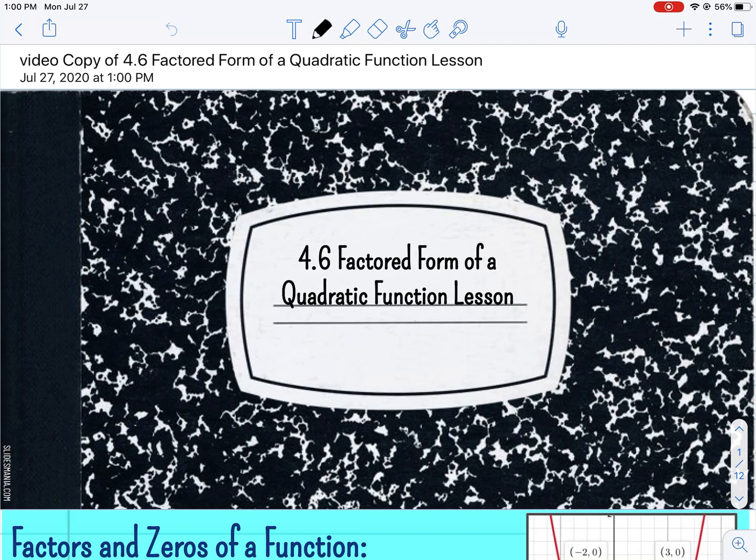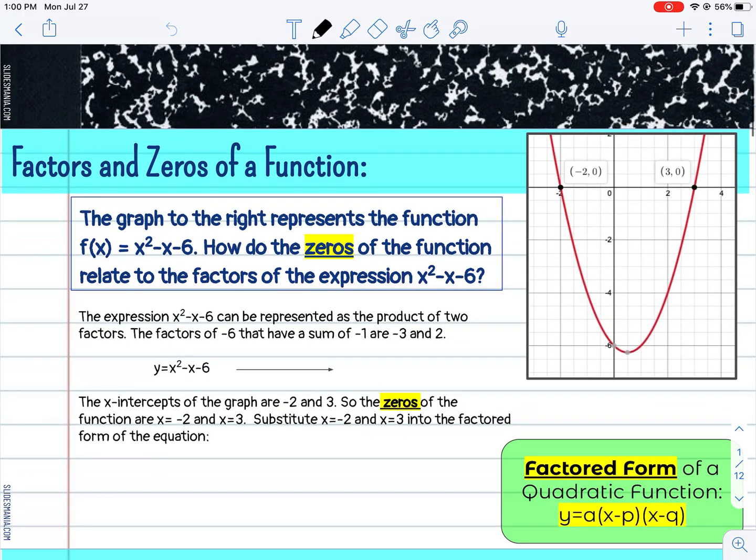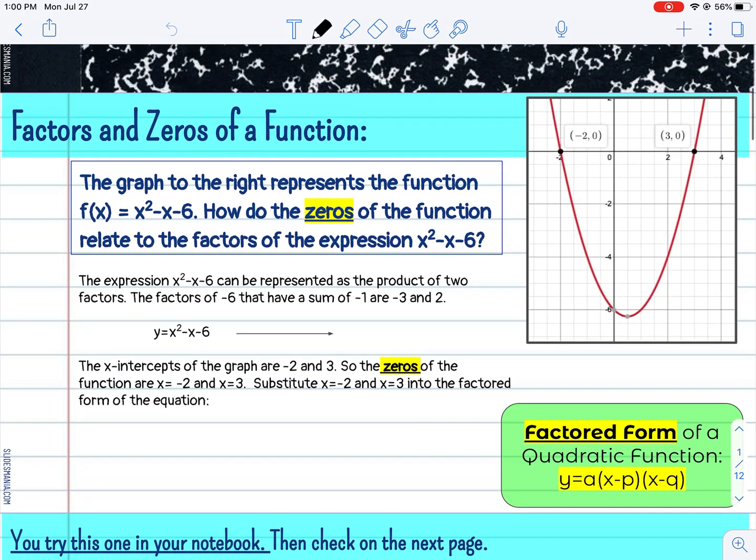Okay, in this video we're going to look at the factored form of a quadratic function. In the past you've looked at standard form and you've looked at vertex form. This is just an additional form, and part of Algebra 2 is seeing various representations of the same concept. Hopefully it helps you get a better well-rounded idea of how all these things fit together. So we're going to look at factors and zeros of functions.